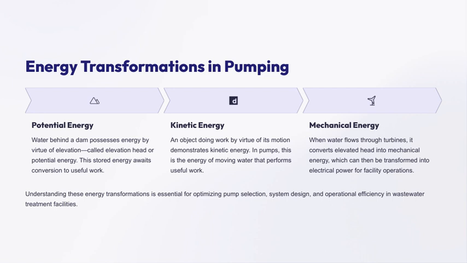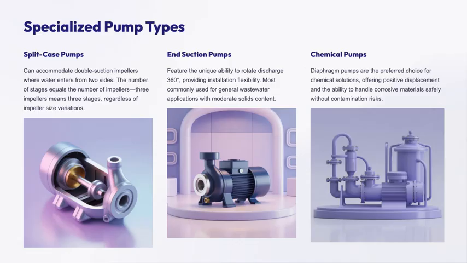That mechanical energy can then be converted into electrical power, which is essential for running the facility. Understanding these energy transformations is crucial because it helps us optimize pump selection, system design, and overall operational efficiency. This is especially important in wastewater treatment, where efficient energy use can make a big difference in both performance and cost. Let's take a look at some specialized pump types that are commonly used in various applications.